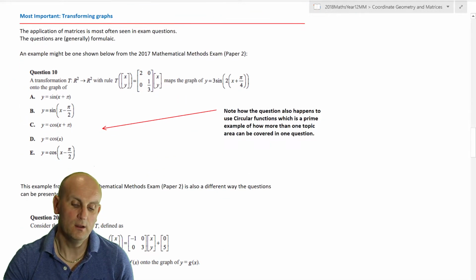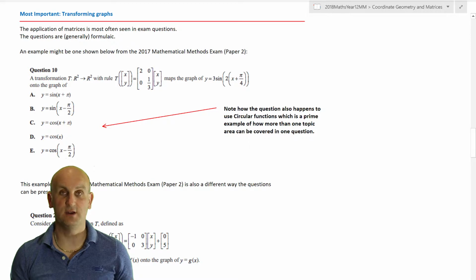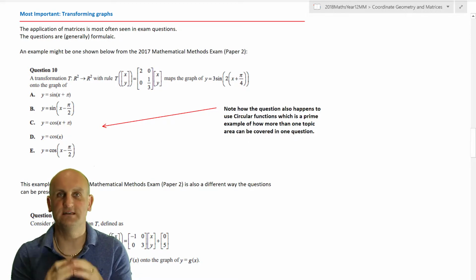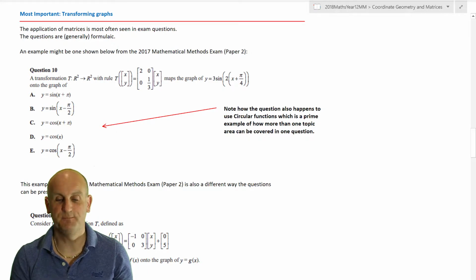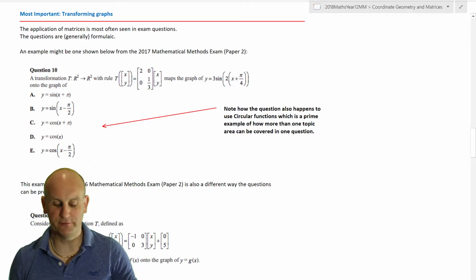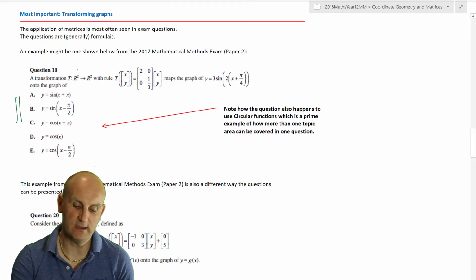Now, there are a whole range of questions in the methods exam that they can use to trick you with these things, and one of them is transforming graphs. There are a number of standard questions, but there are also a number of questions that I'm now going to call non-standard. In the last few years of the methods exam here in Australia, they've thrown a little bit of a curveball. So, for example, here, they are combining transformations.